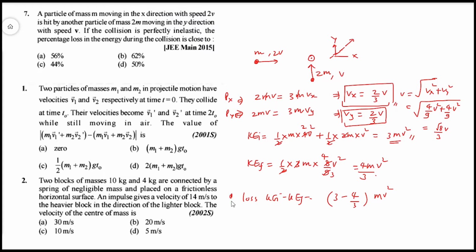So percentage loss will be loss divided by KI. Okay, so KI is 3 mv square, so this cancels out, and if I solve it, I'll get 1 minus 4 by 9. Okay, and 1 minus 4 by 9 is 9 minus 4 by 9, that is 5 by 9, and this is close to around 56%. So this percentage loss in kinetic energy during the collision is going to be 56%. Okay, so let's move on to the next problem.